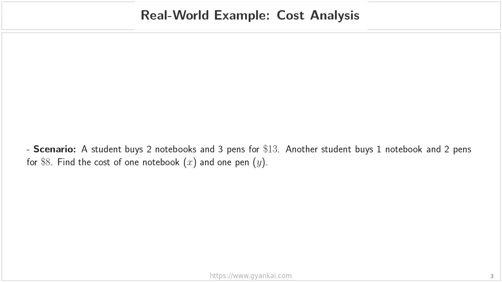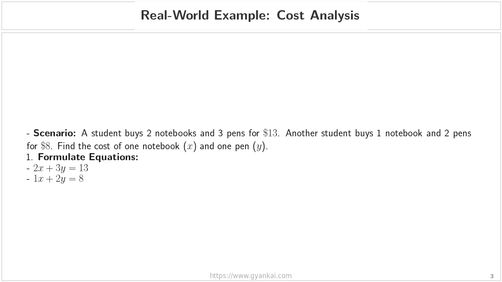Real-world example, cost analysis. Imagine you are looking at a simple shopping scenario. One student buys 2 notebooks and 3 pens for $13, while another student buys 1 notebook and 2 pens for $8. Our goal is to find the individual cost of 1 notebook, which we will call x, and 1 pen, which we will call y.